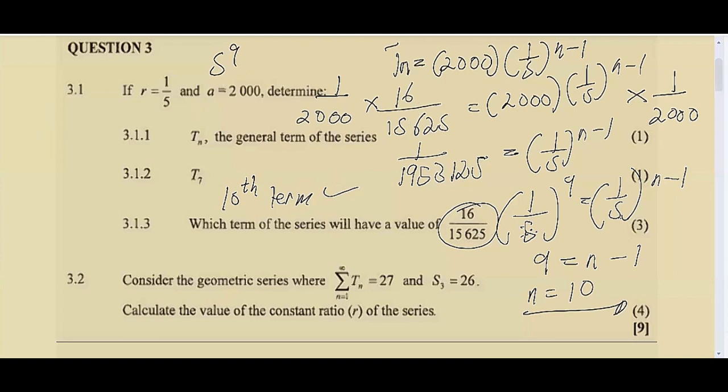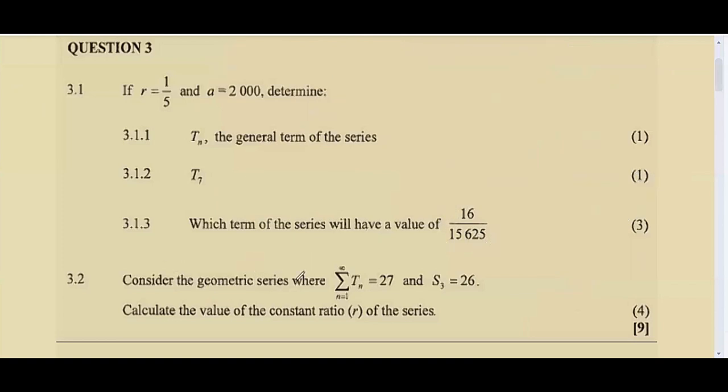Now, let's proceed. We have 3.2, which says consider the geometric series where we are given the sum to infinity of Tn, running from n is equal to 1 all the way to infinity, is 27, and then we are given S3 is equal to 26. Then it says calculate the value of the constant ratio R of the series.